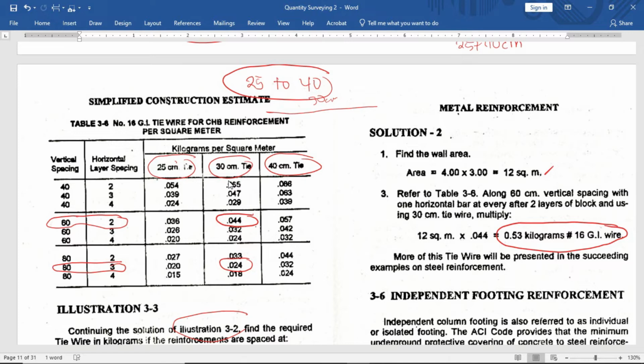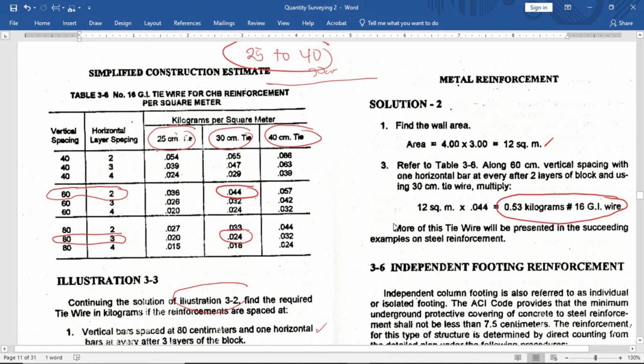More tie wire will be presented in succeeding examples of steel. So for example, kung gusto niyo i-estimate yung bahay niyo, estimate niyo yung wall niyo, tapos hindi niyo alam kung gaano karaming kilo ng tying wire yung bibilhin niyo, magtingin lang tayo sa table. Hanapin niyo muna yung area ng wall ng bahay niyo. Tapos, sabihin niyo na yung vertical spacing ay 80, tapos 3. Tapos kung gusto niyo gumamit ng 40 centimeters na tie, times lang natin. Makukuha niyo na yung kung ilang kilong GI wire yung gagamitin natin.